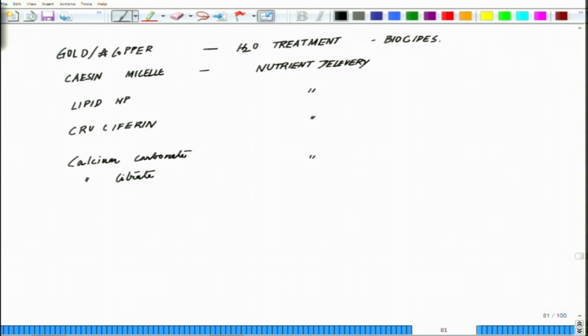Similarly, you have silver. Silver is an eco-friendly biocide material, Ag. This is a biocide in animal systems. Copper, as a metal, is used as a biocide, as we have already talked about, and is also used for nutrient delivery. Gold is used as a biocide, as we have already mentioned. Then you have chitosan polymer, which is used as a biocide.